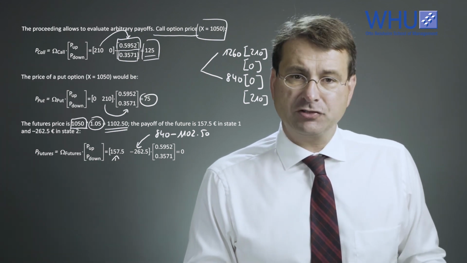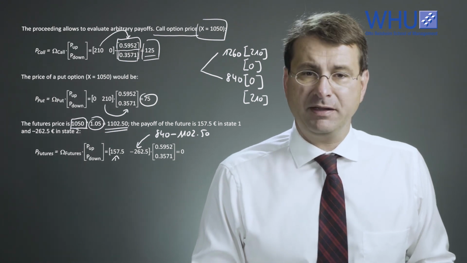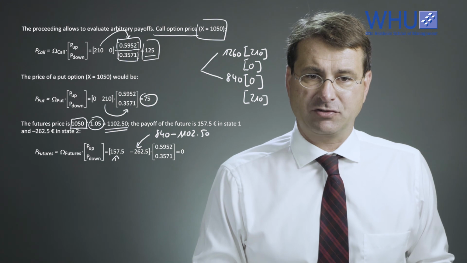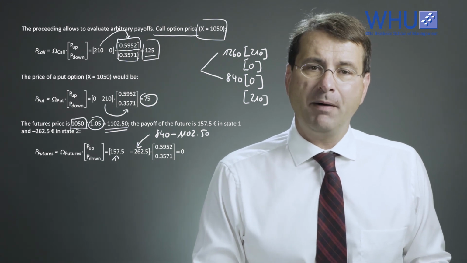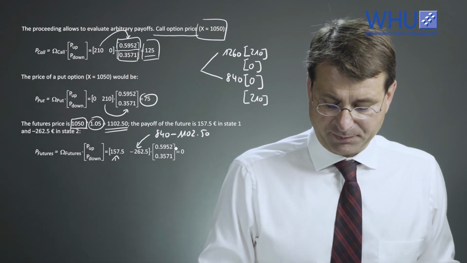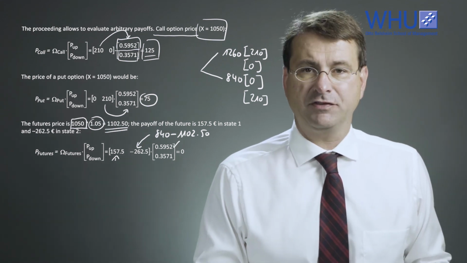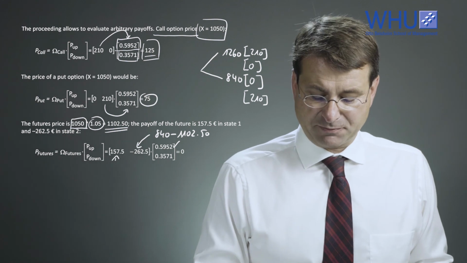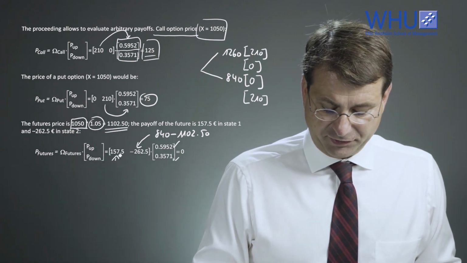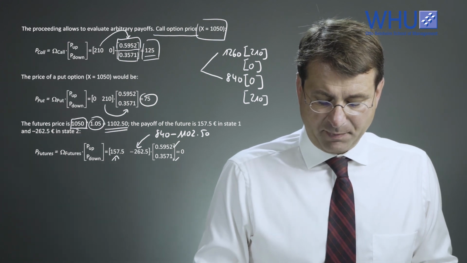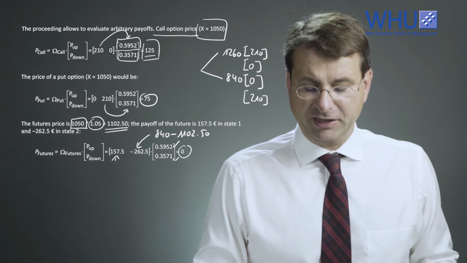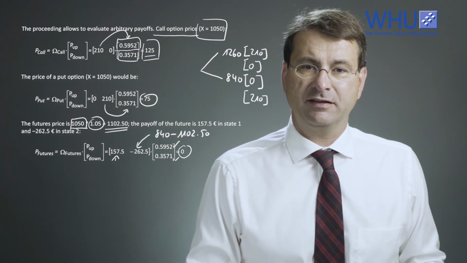The value of the futures contract today can be assessed by multiplying those cash flows which take place in the future by the state preference prices. The state preference price for the upstate, as earlier, is 59 cents. The state preference price for the downstate is 35 cents. In other words, if you multiply 157 times 59 cents minus 262 times 35 cents, it turns out that the value of the futures contract today is exactly 0.